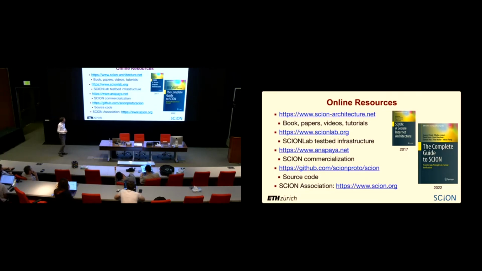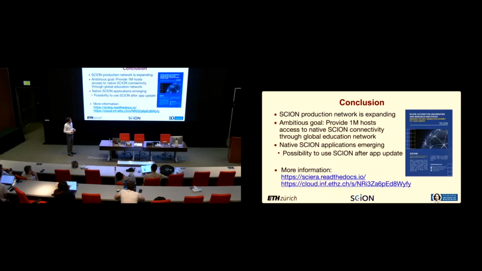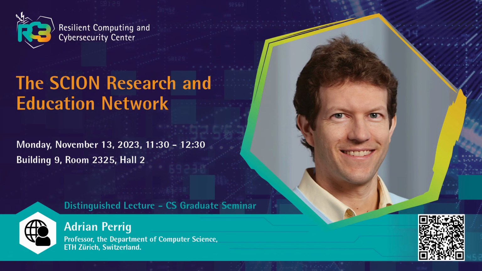So if you'd like to know more, you can search for this book, and here at KAUST, you can get it for free at Springer. You can just get the PDF right away. And then there's information about the production network itself, more information. Thank you.